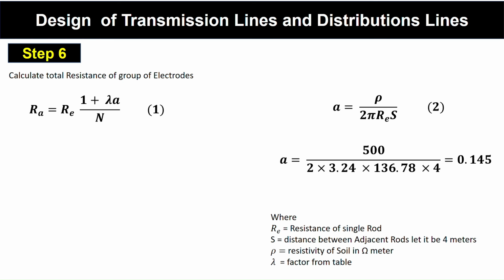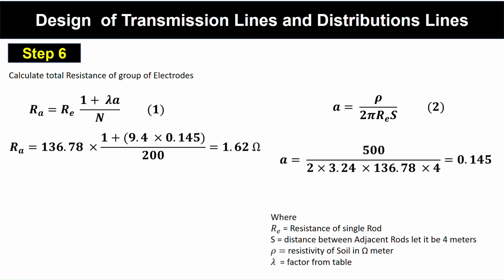Putting this value of A in equation 1, Ra equals 136.78 into (1 plus lambda, which we have taken from the table as 9.4, into the value of A, 0.145, divided by 200, that is the value of N). It becomes 1.62 ohm. Now the resistance of 200 earthing electrodes, when they are connected in a hollow square configuration, is 1.62 ohm.